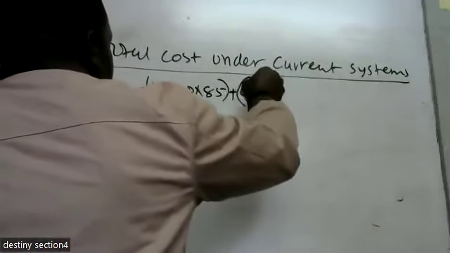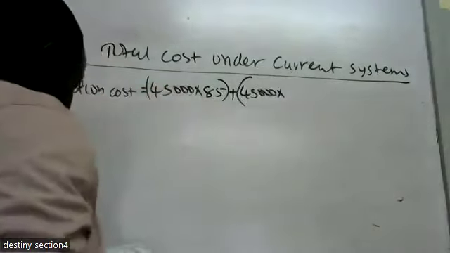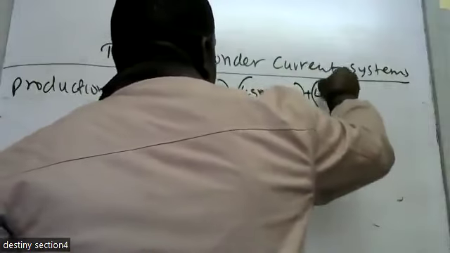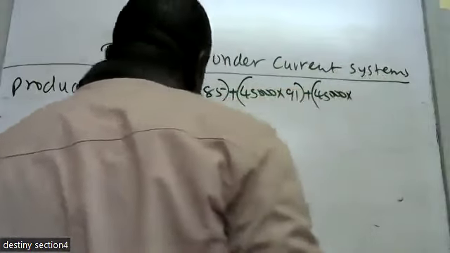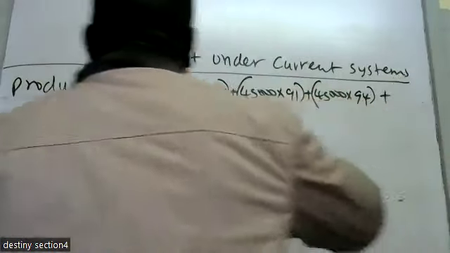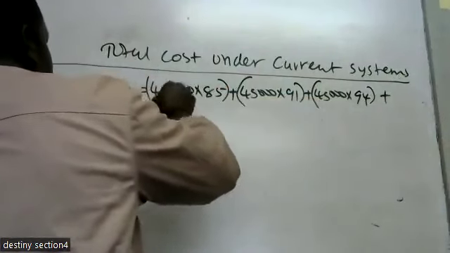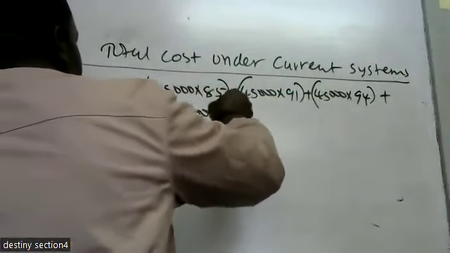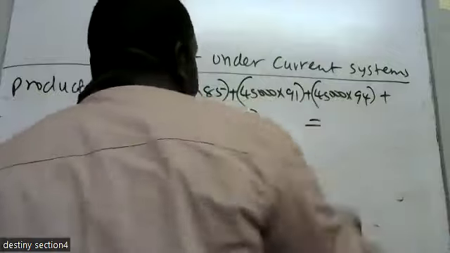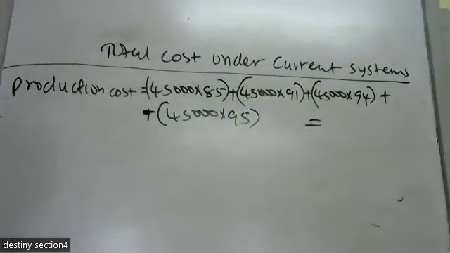Quarter two, it is still 45,000, but we multiply by 91. Quarter three is still 45,000, but we multiply by what? 94. Then quarter four, you still take 45,000, and this one we multiply by 99. So calculate that, and we get the production costs.